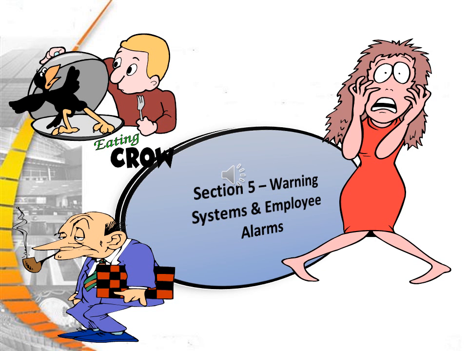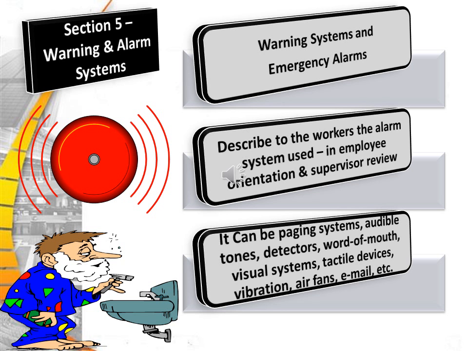Section 5. Warning systems and employee alarms. Warning systems and emergency alarms. Describe to the workers the alarm system used in employee orientation and supervisor review. It can be a paging system, audible tones, detectors, word of mouth, visual systems, tactile systems, vibration, air fans, email, etc.